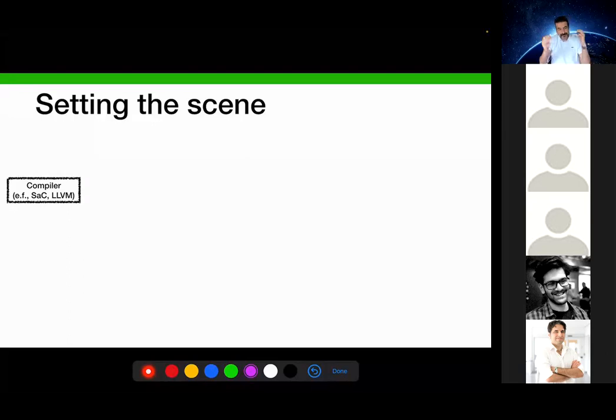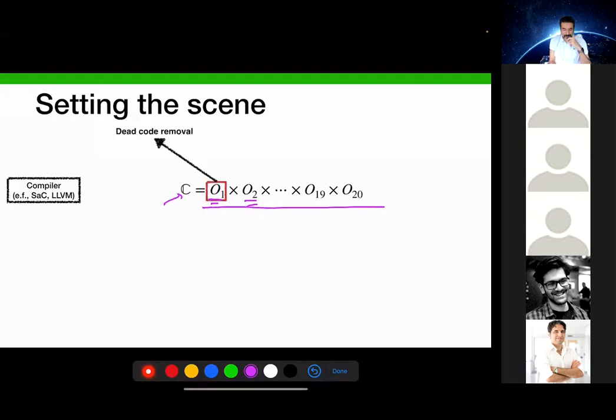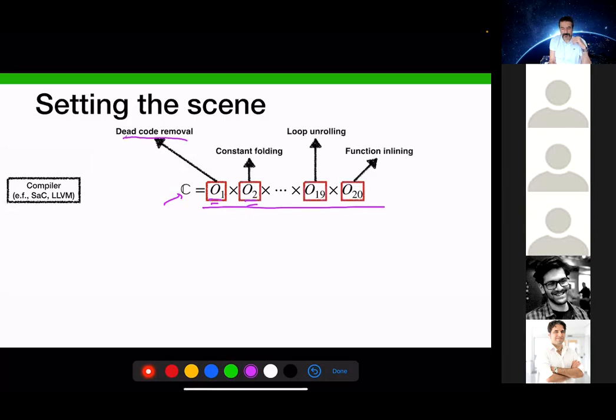Let's imagine that we have a particular configurable system here. Let's imagine we have a compiler, and then we have a bunch of different options. These options are the configurable options that we talk about, right? Mathematically, we represent it as the joint product of all these options. For the compiler, this could be about disabling or enabling dead code removal, constant folding, loop unrolling, or function inlining.